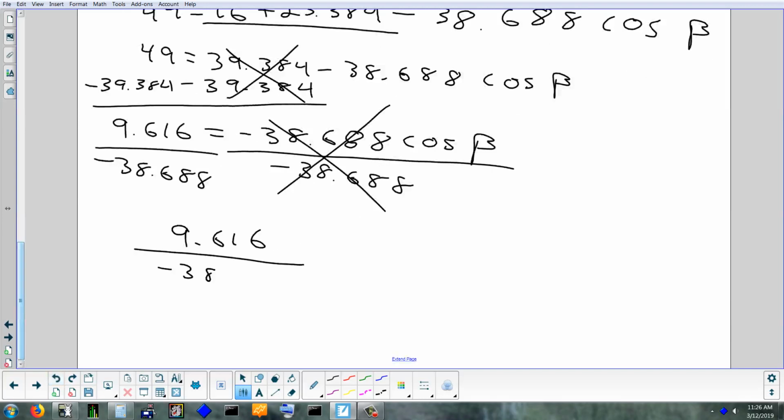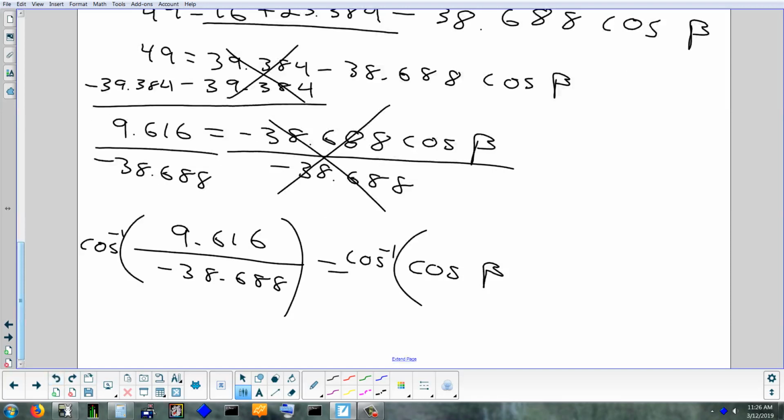9.616 over negative 38.688. Now, that's the cosine of beta. I just want beta. So what do I have to do on both sides? Take the inverse cosine. And there's your answer for beta.